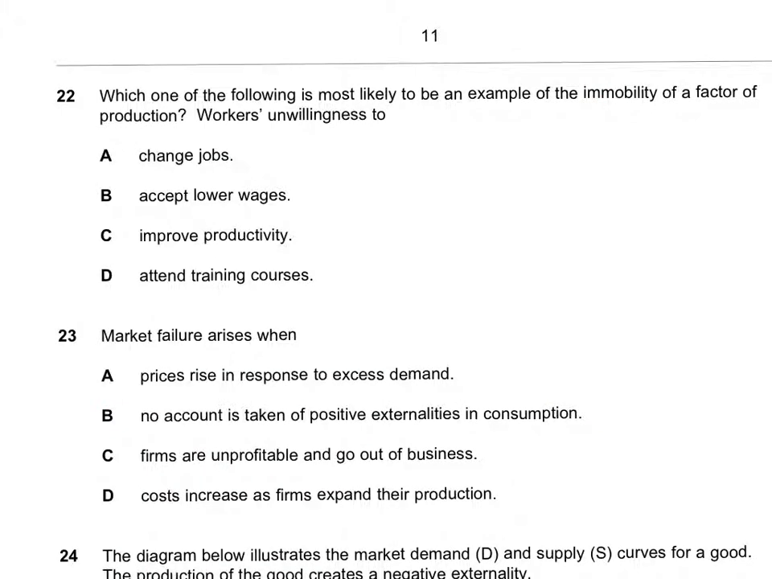Question 22 is about another market failure, which is to do with immobility of factors. In this example, if a worker is unwilling to change their jobs, then by definition they're immobile. Question 23, you should be looking out for keywords that relate to market failure. Market failure is to do with externalities. Remember, we would call this a market failure because the benefits are being ignored. So market failure isn't always negative, it can also be positive, resulting in an underconsumption.